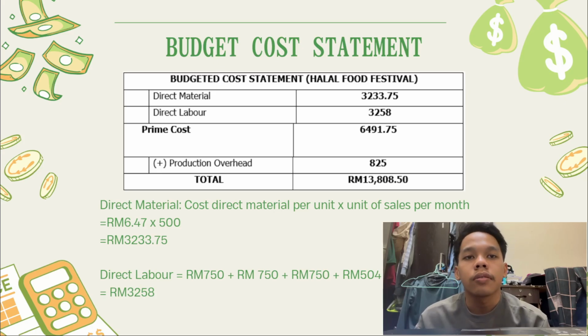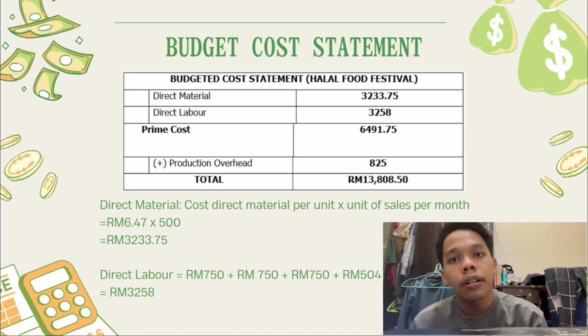My name is Muhammad Adilin Sehran, and today I'm going to present about our company budget cost statement, which is for the Halal Food Festival. For calculating the budget cost statement, we need to have the input of the amount of direct material, direct labor, prime cost, and production overhead, and then we will get the total of all of it. First one, our direct material, which the amount is 3,230 ringgit 75 cent, plus direct labor, which is 3,258 ringgit, plus our prime cost, which is 6,491.75, plus 825 ringgit, and then we will get the total of 3,808 ringgit 50 cent.